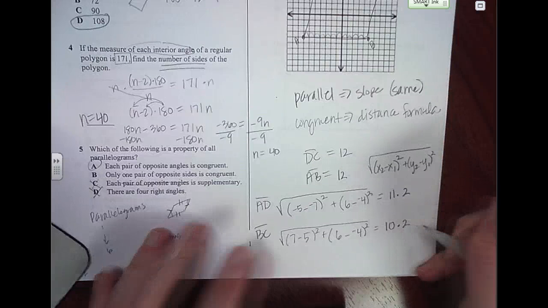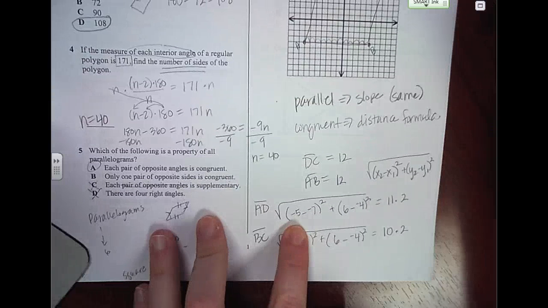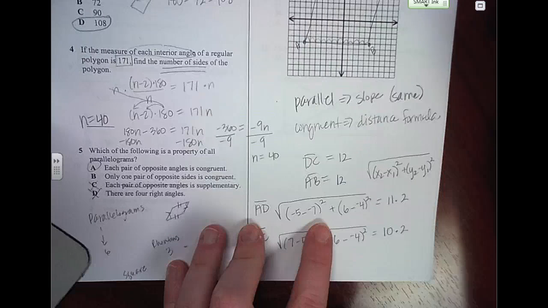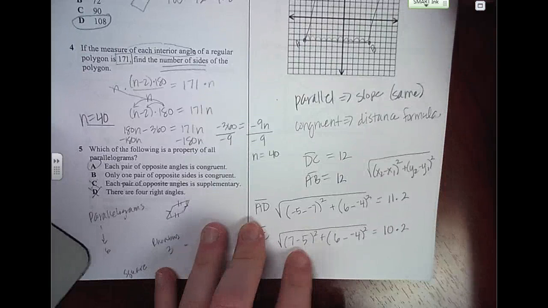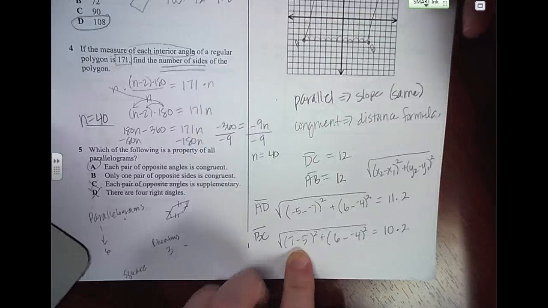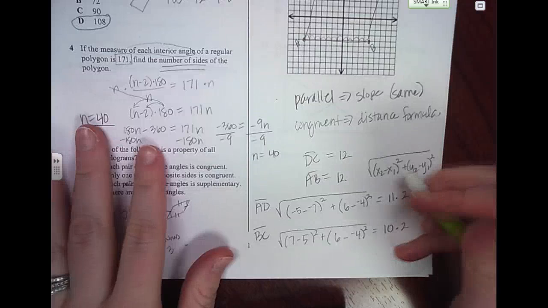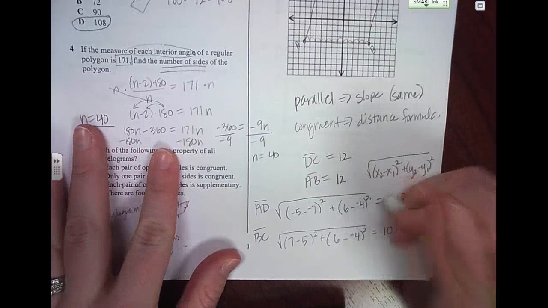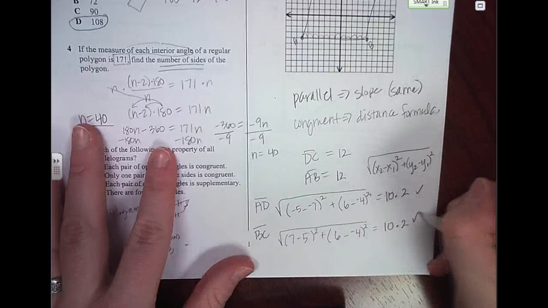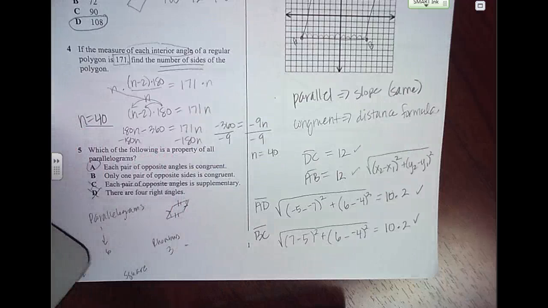And I got 10.2. So let me just double check we did that right. AD, I did -5 minus a -7, 6 minus a -4. And then BC, 7 minus 5, and then 6 minus -4. Okay, I double checked this one. I put that one in wrong. There we go. So by using the distance formula, you can show that both pairs of opposite sides are congruent.